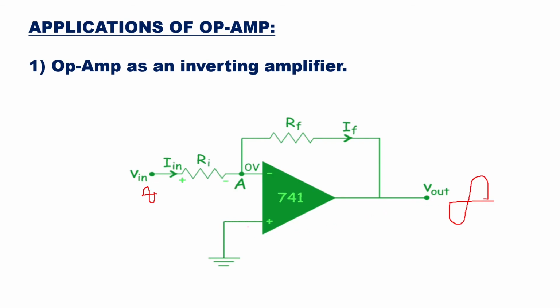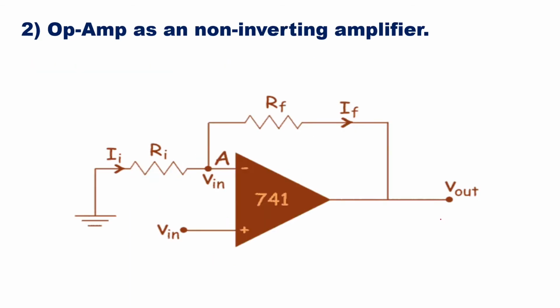Because the other terminal is grounded, the difference will give only the one input, and that one input will be inverted at the output and amplified. So this is inverting amplifier. Similarly, you can use it as non-inverting amplifier, where the input will be given to the positive terminal here. So here you are going to use the input here, and because it is given to the non-inverting input, the output will be amplified version of the input, and there will be no phase shift here.